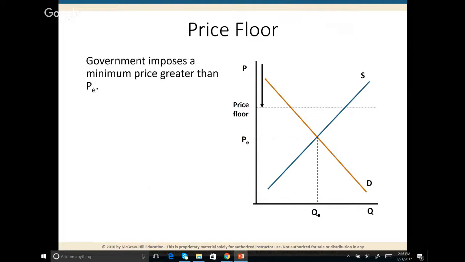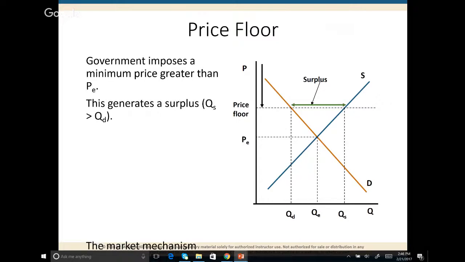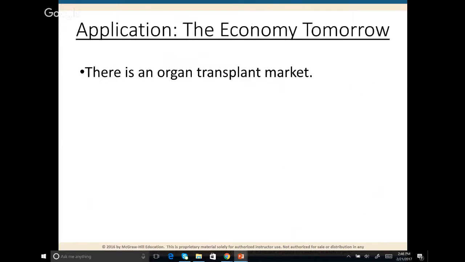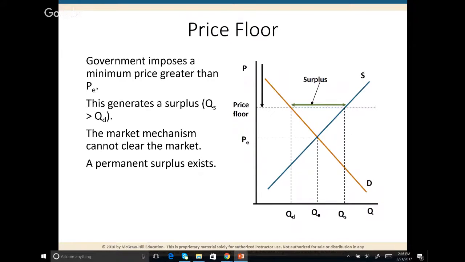Now the price floor is the legal minimum price. So for the legal minimum price, this is reversed compared to your price ceiling. So again, this is your equilibrium. When the price floor is above it, this is a binding price floor. But when the price floor is below it, this is not binding. So not binding, nothing happens.